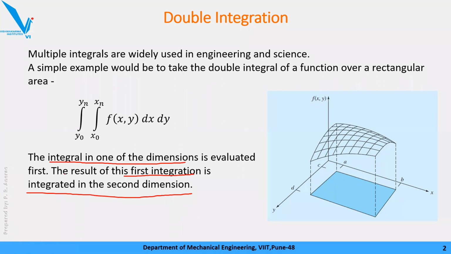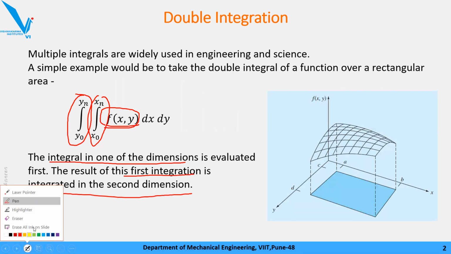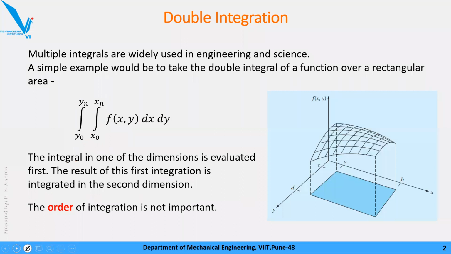Now, next part, you all know that whenever we calculate double integration, the order of integration doesn't matter. So I can integrate this function first for limit x0 to xn and later in the second stage y0 to yn, or I can integrate this function of x comma y first with respect to y and later with respect to x. There will be no problem or no change in the answer. So order of integration is not important.